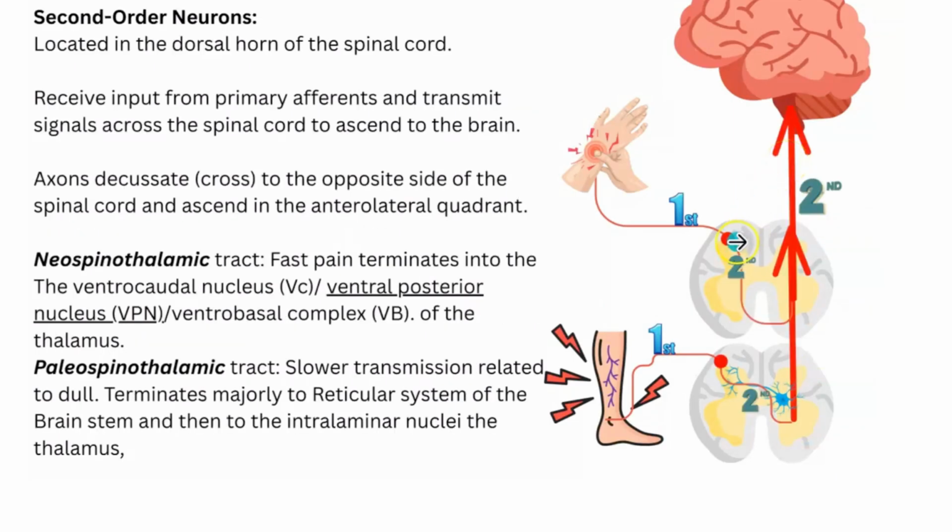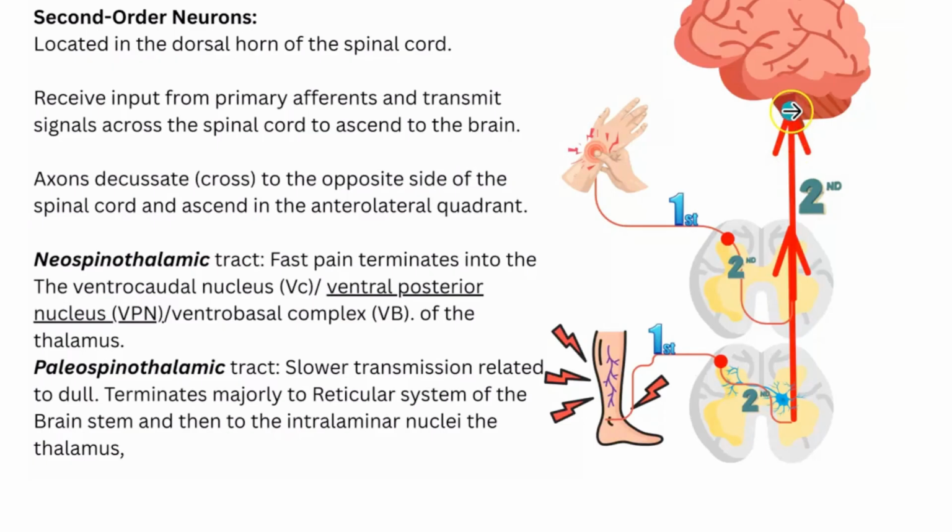The second order neuron starts from the posterior aspect of the spinal cord and goes up to the thalamus. Once again, the second order neurons start from the dorsal aspect of the spinal cord and receive information from the first order neuron, that is from the periphery. Then they cross to the opposite side of the spine and ascend upward through the spinal cord, brainstem and ultimately the thalamus.